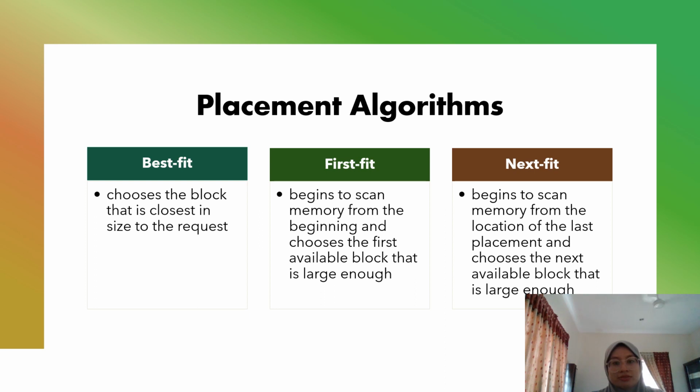There are three placement algorithms in dynamic partitioning. The first one is best fit, the second is first fit, and the next is next fit. Best fit chooses the block that is closest in size to the request. First fit begins to scan memory from the beginning and chooses the first available block that is large enough. The next fit algorithm begins to scan memory from the location of the last placement and chooses the next available block that is large enough.